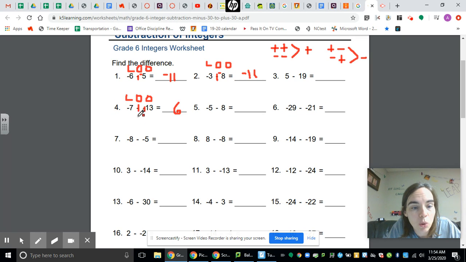And then I'm going to take the sign of the biggest absolute value. So the absolute value of -7 is 7. The absolute value of 13 is 13. This is the larger one. That is a positive number, so the answer is just 6.